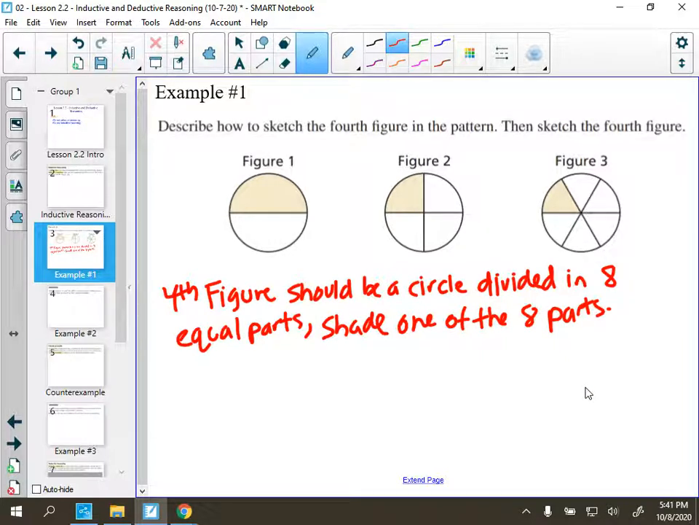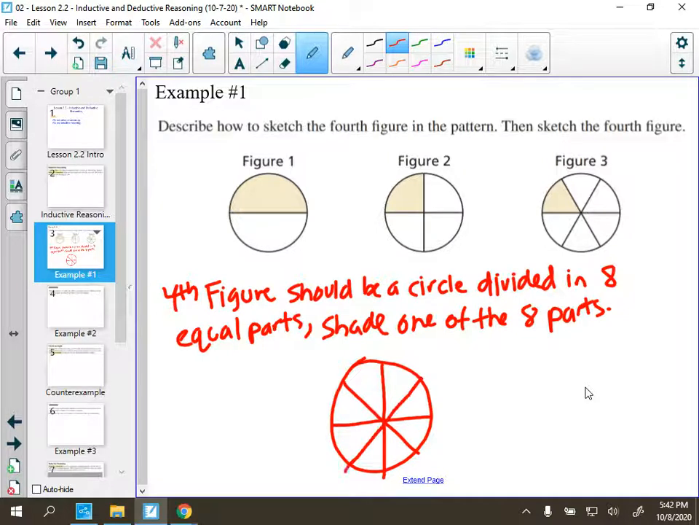So to draw it, to sketch it, I think we can start, and I'm just freehanding this here, like I'm assuming you're going to do too. We'll divide it up into 8 parts. So there we are on 4. Doing the best I can to try to make them equal looking, but it's not too bad. So our fourth figure, I think, would look something like this. I started writing fourth, but the only thing I forgot to do is shade one of those 8 parts.